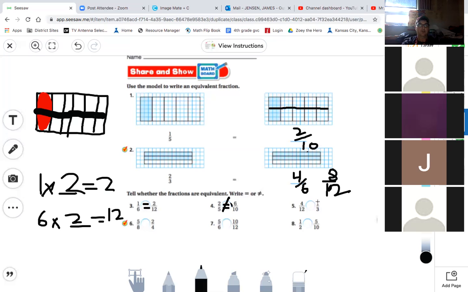Yes. So 1 times 4 equals 4. 3 times 4 equals 12. These are both multiplied by the same thing. So yes, these are equivalent. And this is one that you can look in the picture.